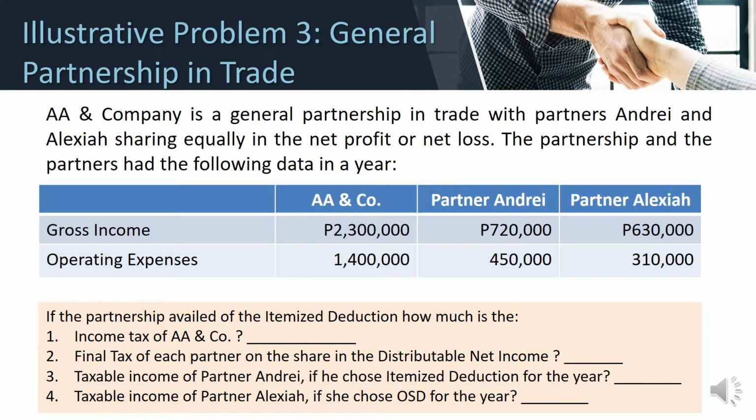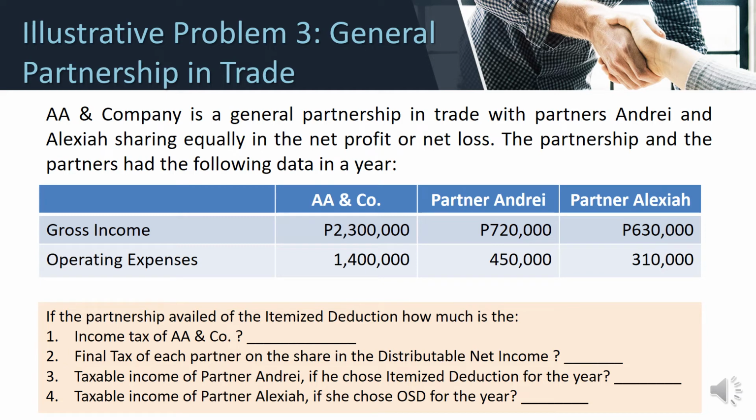So, let's have an example. In here, we have AA and Company, which is a general partnership in trade with partners Andre and Alexia sharing equally in the net profit or net loss. The partnership and the partners had the following data in a year. For AA and Company, the gross income is 2,300,000 and its operating expenses is 1,400,000. For partner Andre, the gross income is 720,000 and operating expenses of partner Andre is 450,000. Now, partner Alexia has a gross income of 630,000 and operating expenses of 310,000.